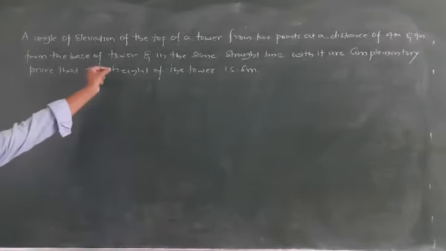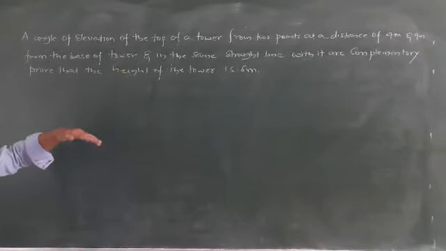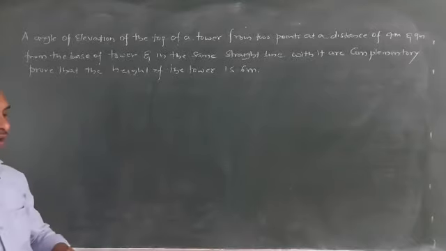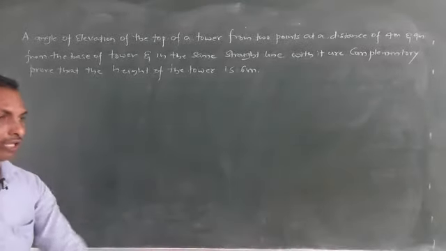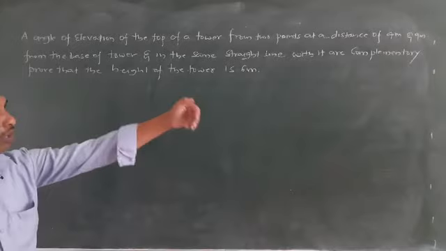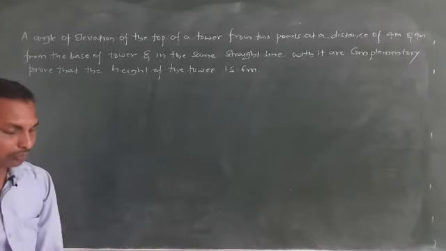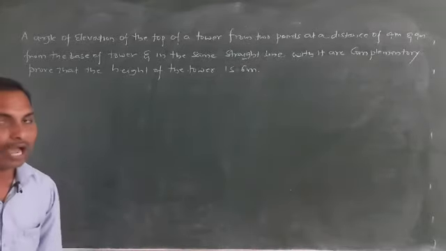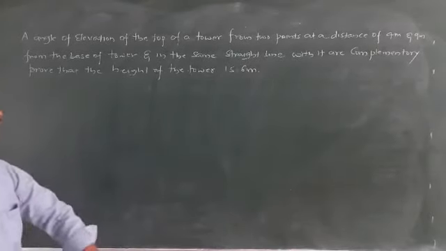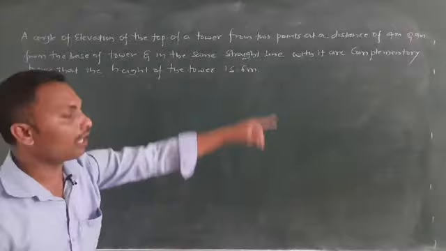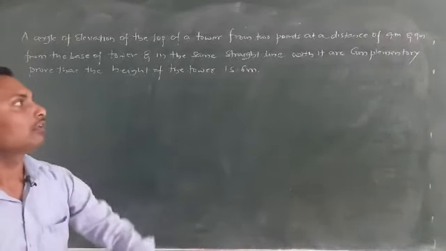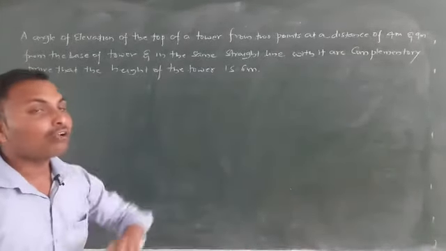From the base of the tower. If suppose I am the tower, my base is here, downside. So in the downside, how many points are given? 2 points. One distance from the foot of the tower is 4 meter and one more is 9 meter, in the same straight line. So with it are complementary.